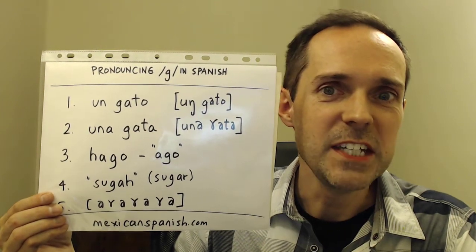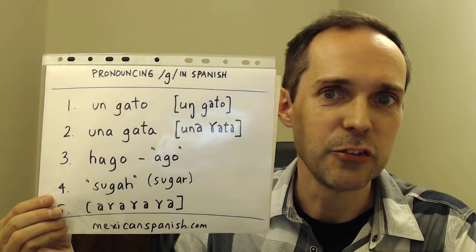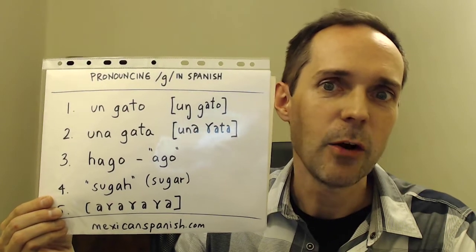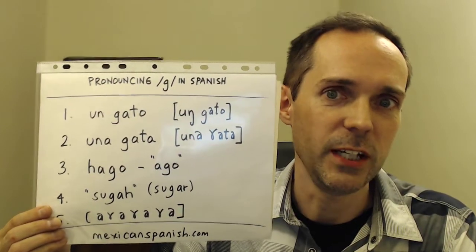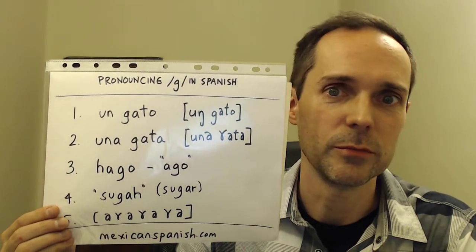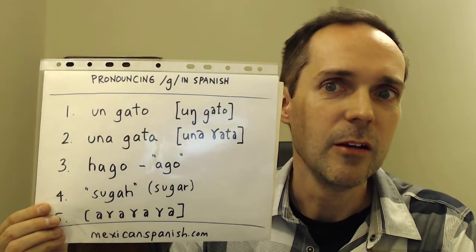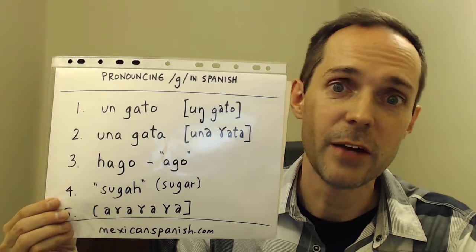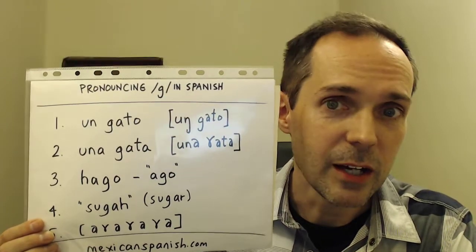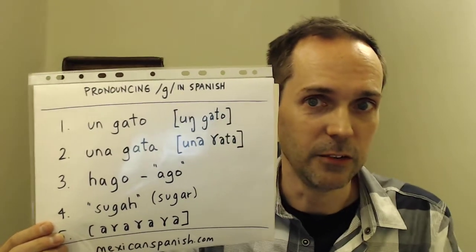How do you pronounce the G consonant in Spanish? Now, I don't mean the letter G. That's a spelling issue. I'm interested in how to pronounce the sound. First, let's talk about how we make this sound in English, which is sometimes the same way we make it in Spanish.